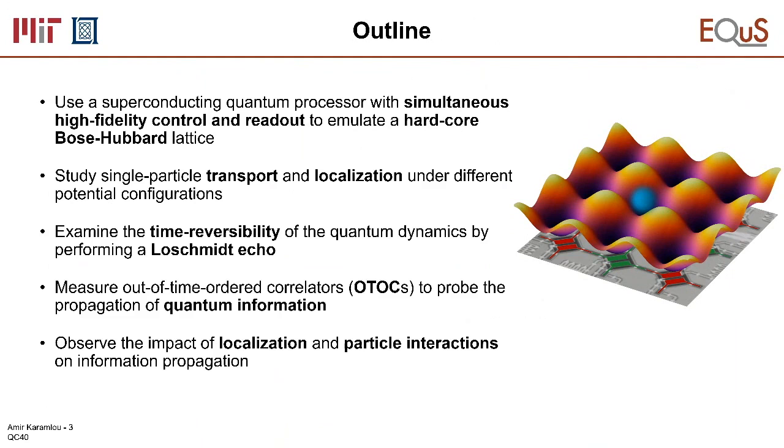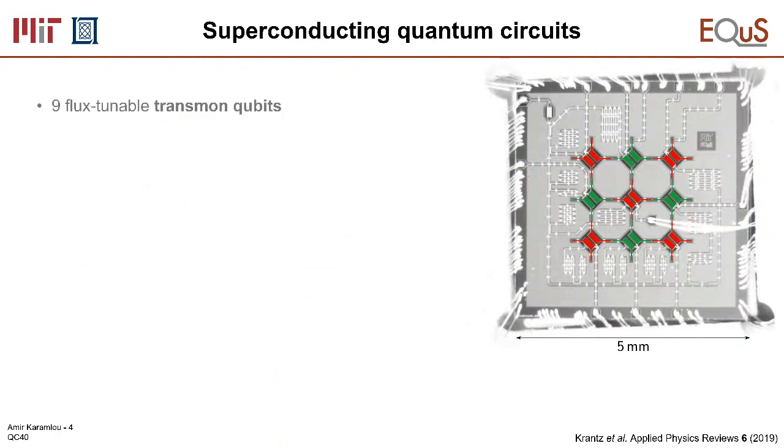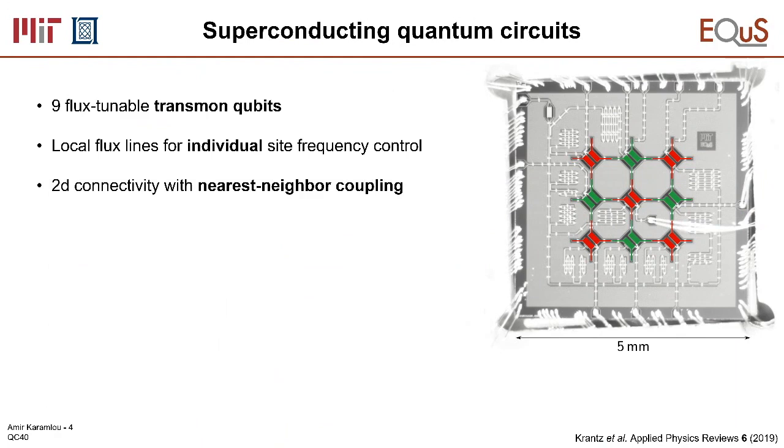So I would first like to introduce our superconducting quantum processor. We have a processor with 9 flux-tunable transmon qubits. Each qubit has an individual flux line, which allows us to control the frequency of each site individually using static flux and fast flux pulses. And we realize a 2D connectivity with nearest neighbor coupling.